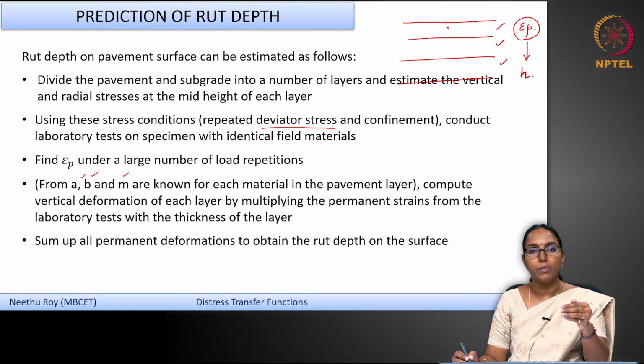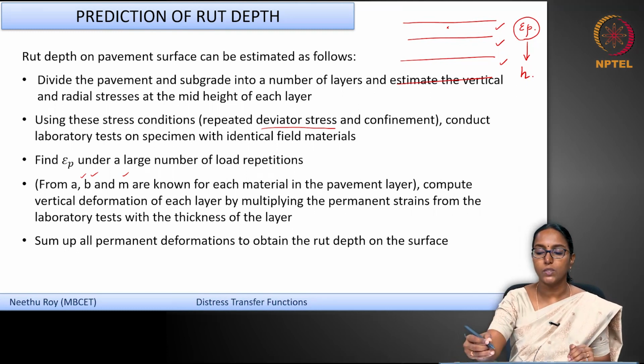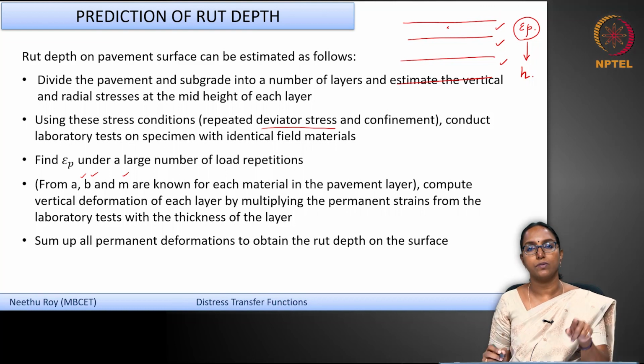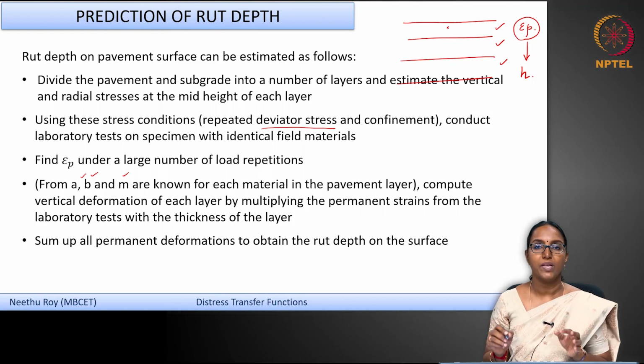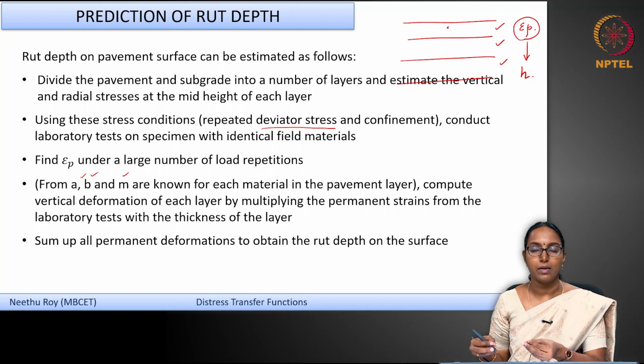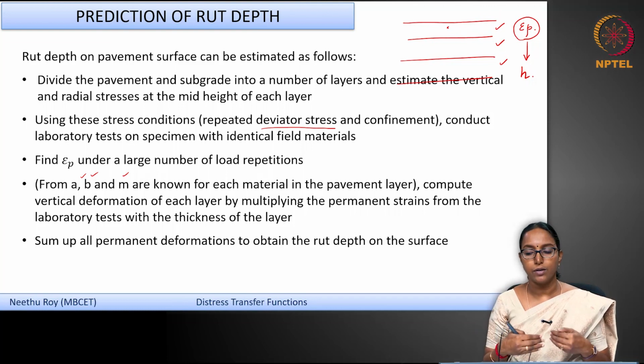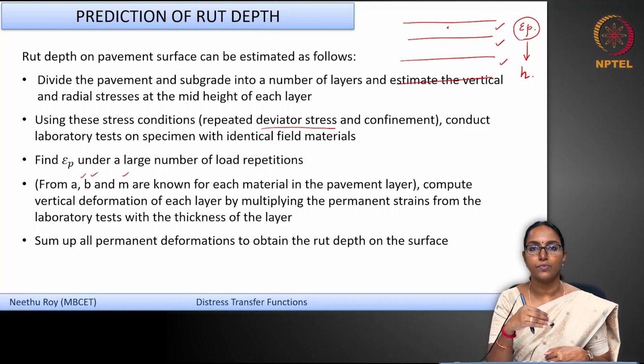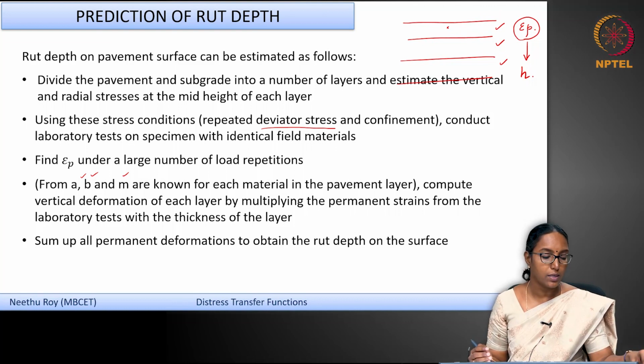Now, if you get the permanent deformations in each one of these layers, you can add them together to get the total rutting on the top. So essentially, using the material parameter epsilon p that has been determined from the laboratory, you can see how the pavement structure deforms, and accumulate the sum of the deformations of each one of these layers to get the total deformation on the surface.